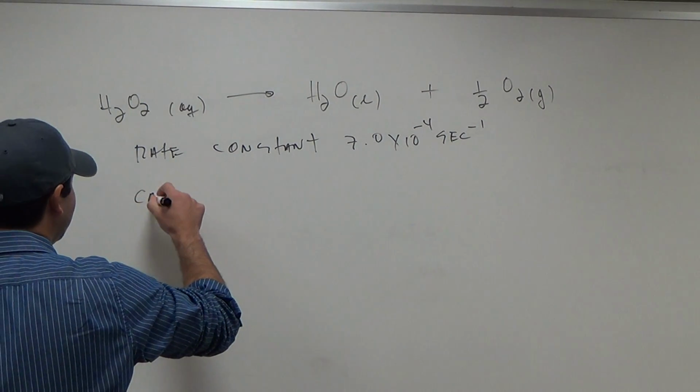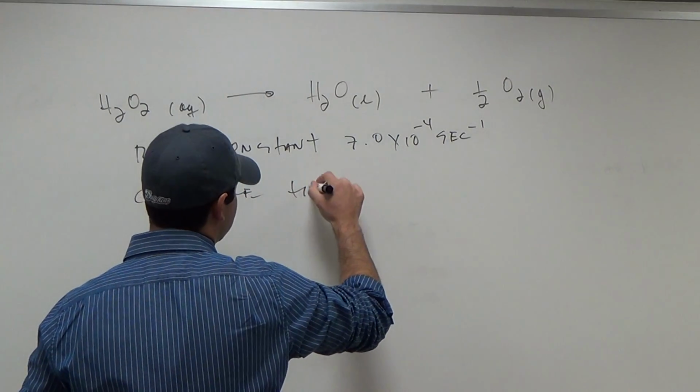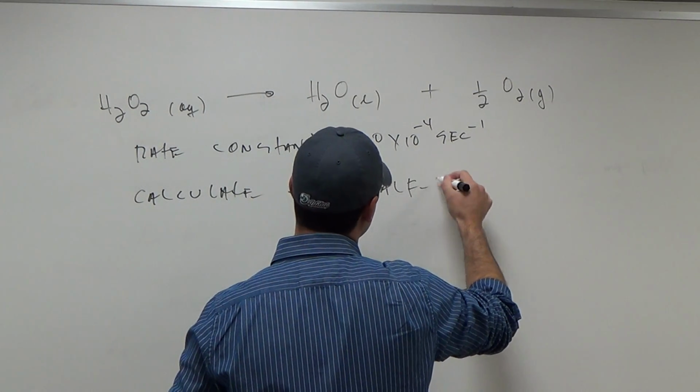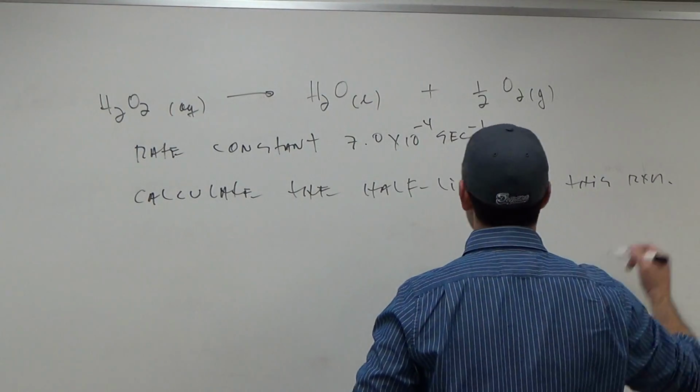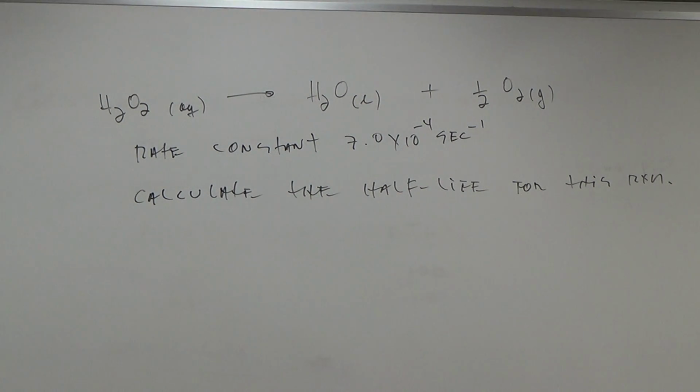Alright, so here's this reaction, the rate constant. We're gonna say, calculate the half-life for this reaction. There's an equation for this. That's half-life, okay, and that's first order. That's the 0.693, right? I'll never forget.